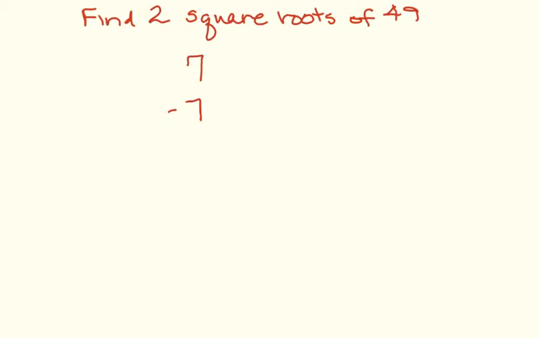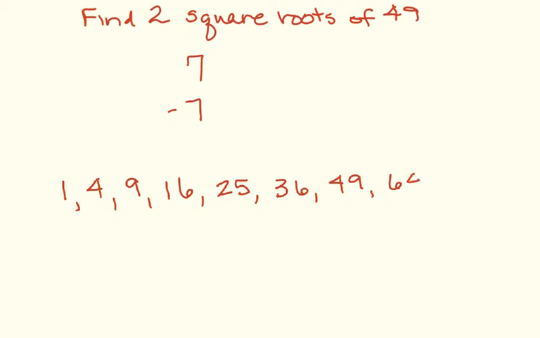Now, I suggested earlier that you might want to memorize the first few perfect squares. 1 times 1 is 1. 2 times 2 is 4. 3 times 3 is 9. 4 times 4 is 16. 5 times 5 is 25. 6 times 6 is 36, 7 times 7 is 49, 8 times 8 is 64, 9 times 9 is 81, 10 times 10 is 100, 11 times 11 is 121, 12 times 12 is 144. That's probably as far as you need to go memorizing.